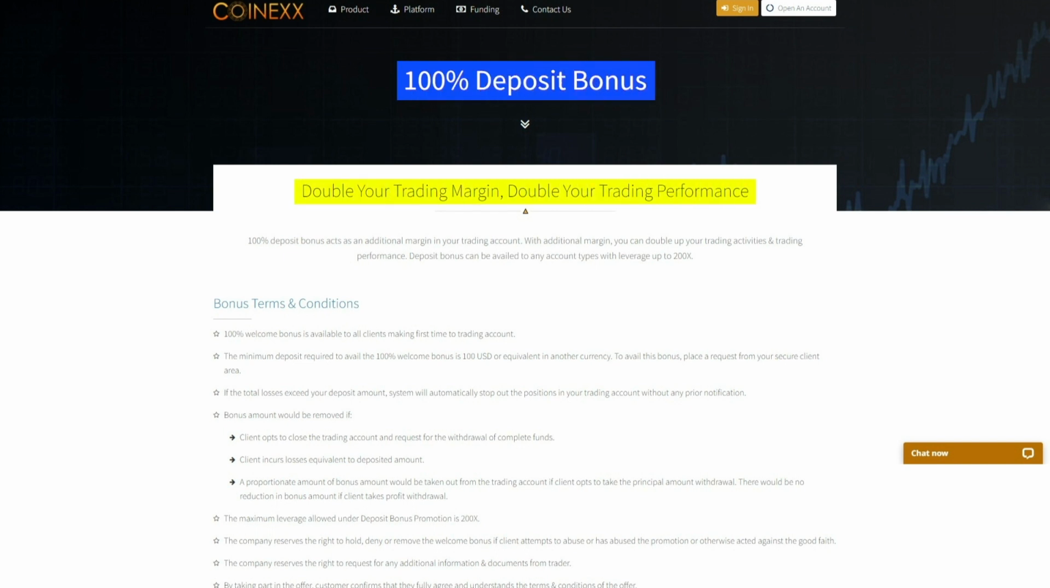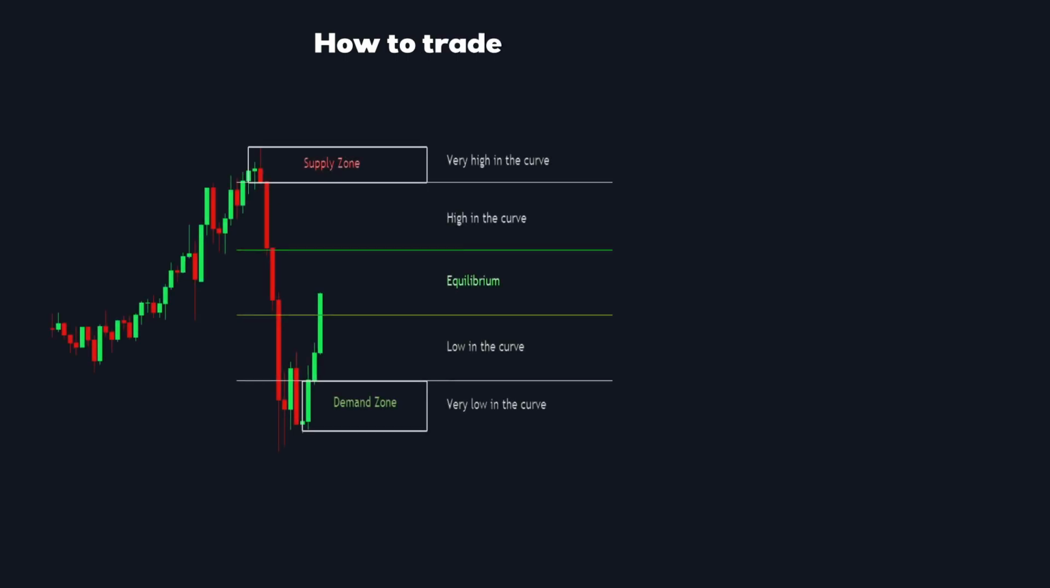Double your trading performance. How to trade using the curve. On the larger time frame, the curve serves as an indicator as to whether the current price is high, low, or in the middle between supply and demand in control. Based on this information, we can decide whether we buy, sell, or do nothing. Here are the different trading scenarios based on the curve.